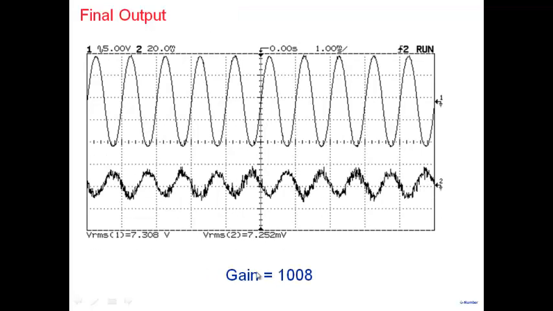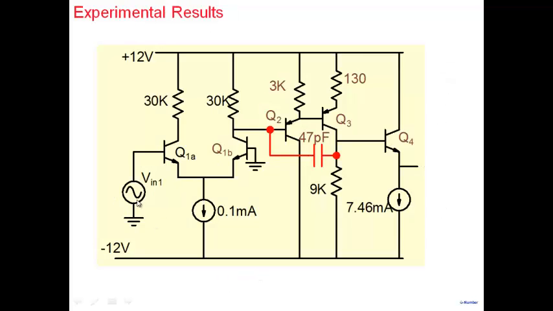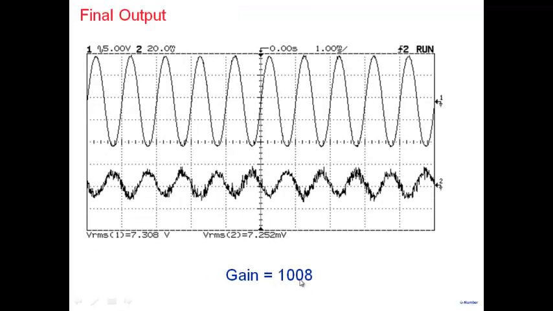This is the final output, open loop. What we did was we applied a small input here, and we looked at the overall output here. We obtained a gain of 1008, very close to what we want here. You can see here it's going to plus 10 and minus 10, with this point being the ground. So it's able to give you that much swing. But note that no load resistance was connected here.